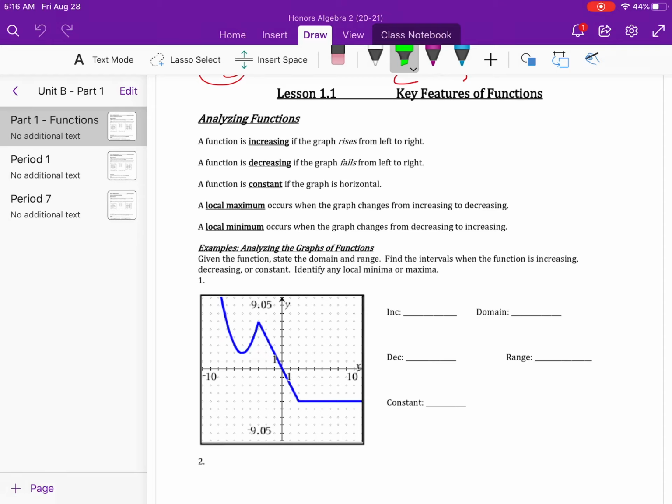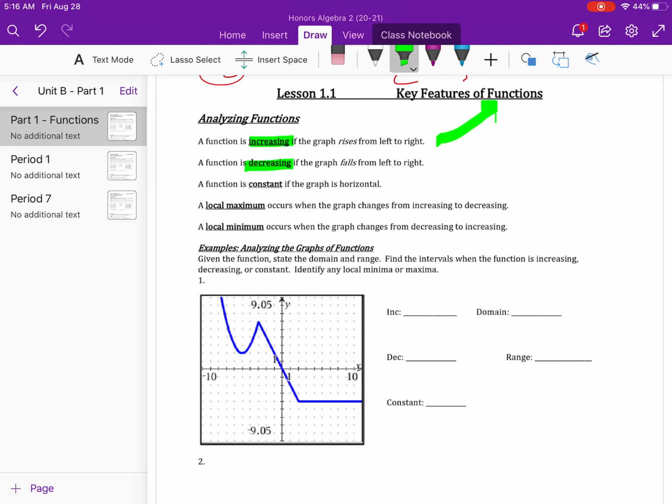All right, so today we're going to talk about analyzing functions. So we're going to talk about a bunch of words, and then we're going to take graphs and we're going to use these words to make some statements about the graph. So these words you've probably never heard before, but increasing and decreasing when it comes to a graph.